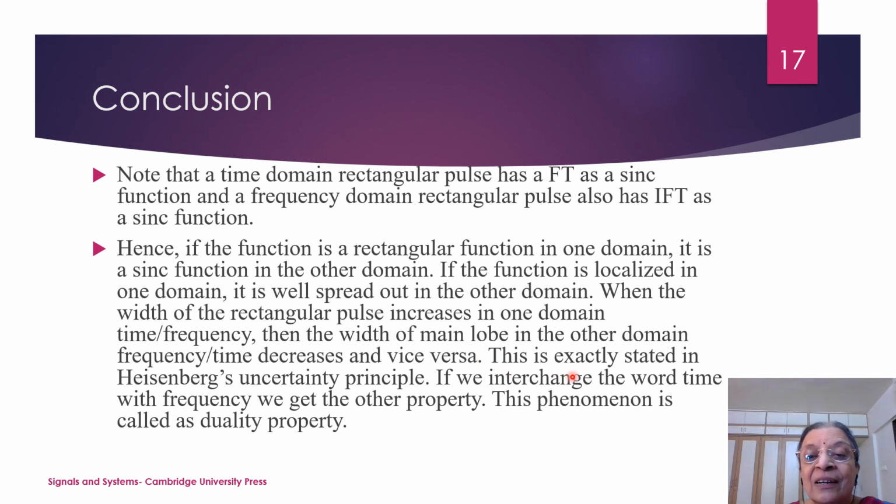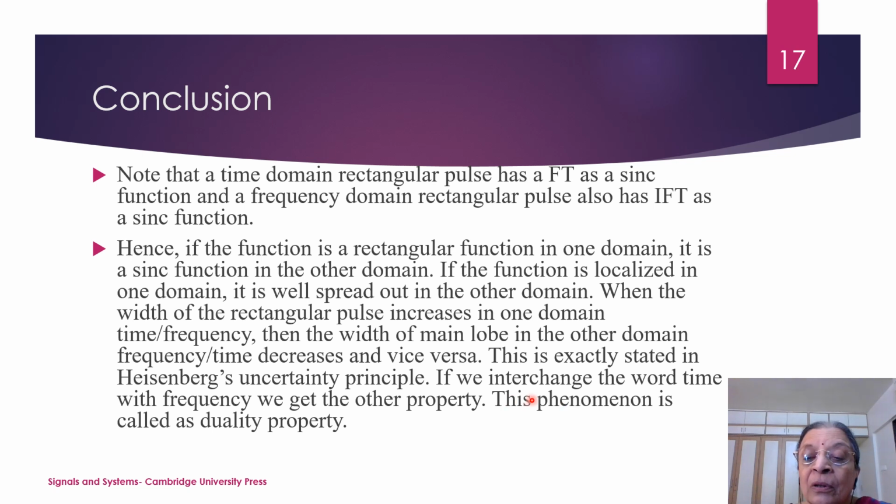This is exactly what is stated in the Heisenberg uncertainty principle. So if the width of the pulse in the time domain is large, then the main lobe width in the frequency domain will be small, and if the rectangular pulse width is smaller, then the corresponding main lobe width in the frequency domain will be large, right?